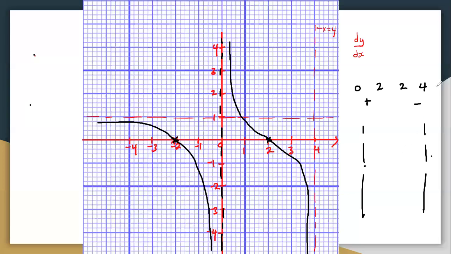Then the last one, above 4, it was positive. So above 4, it means that here it will come like that. So that's how you draw such a curve.